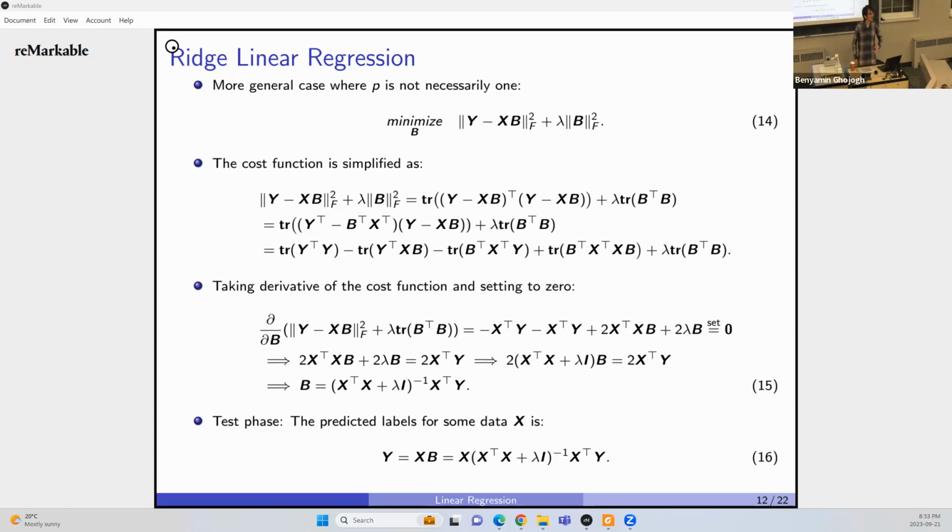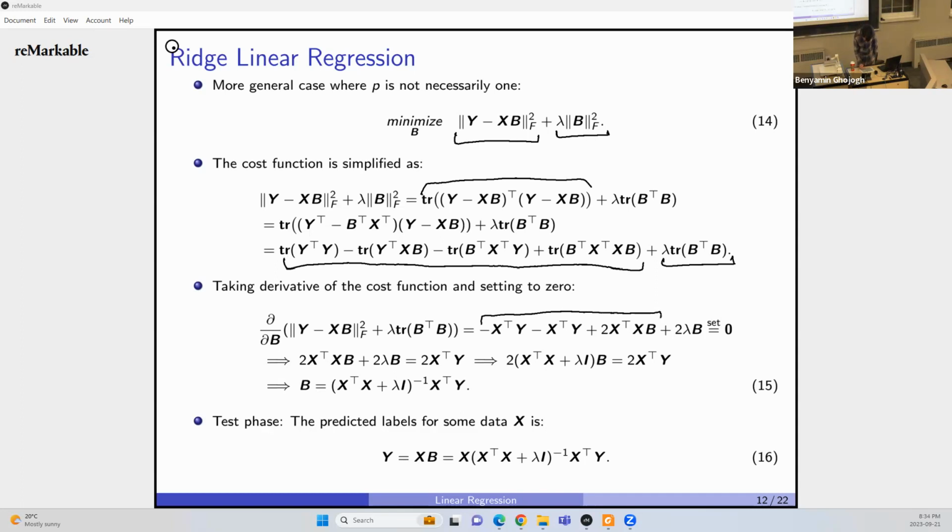Now let's consider P greater than 1 again. So the labels are vectors. Then this is as before, the squared Frobenius norm, but the regularization term becomes the squared Frobenius norm of the matrix B. Let's simplify it. These terms are simplified as before, but the last term becomes lambda trace of B transpose B. If we take the derivative with respect to B, these terms are as before, but the last term's derivative becomes 2 lambda B, right?